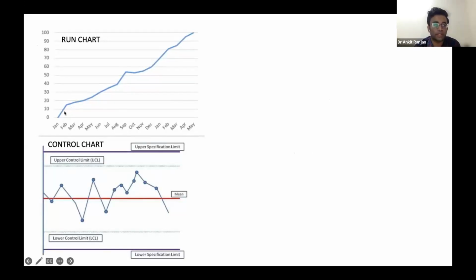So it can be anything. So you get a kind of visual impression whether the measure of interest is improving or not by the intervention over a period of time.